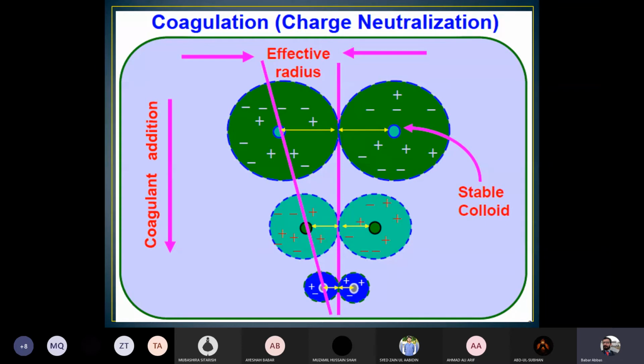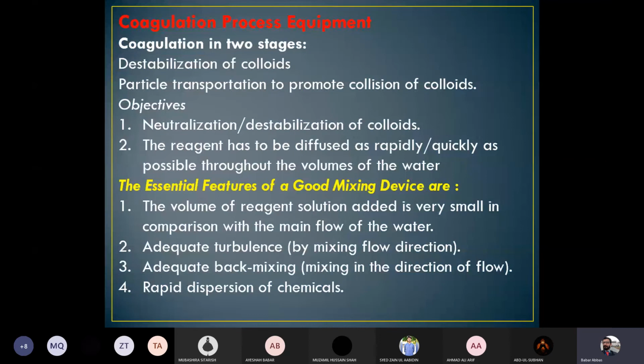These are the graphs or the patterns in terms of positive and negative charges, and then charge neutralization. Obviously, when a positive and a negatively charged particle meet, before that they were stable and now they have become destabilized and neutralized, obviously. Coagulation process equipment. Coagulation occurs in two stages: destabilization of colloids, and particle transportation to promote collision of colloids. The objective is neutralization and destabilization of colloids.